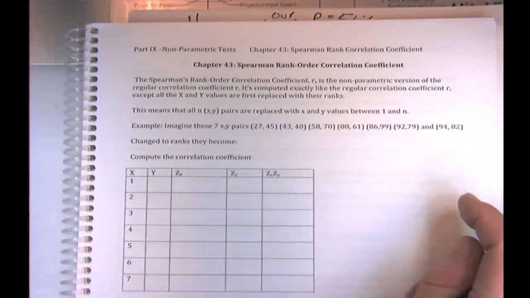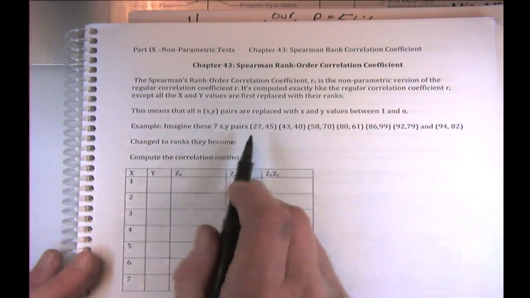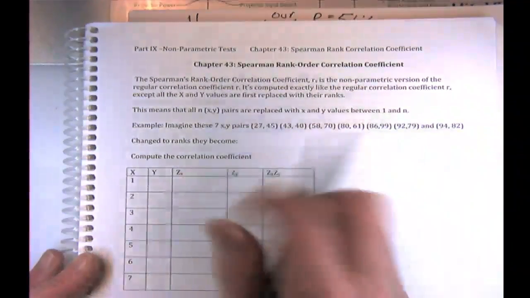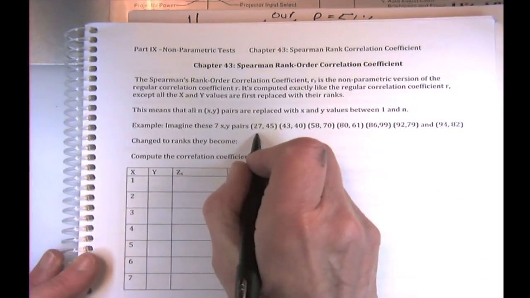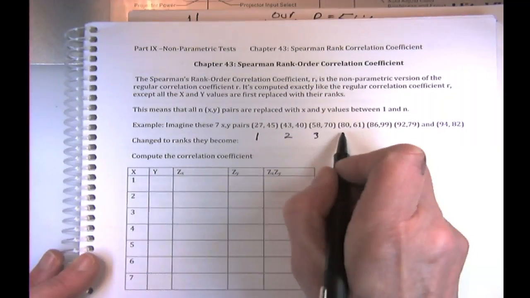All right, so let's do that. I just put these in order according to the x variable because I thought it would be simpler. So this is the lowest number, then the second lowest. So the x's are already in order.